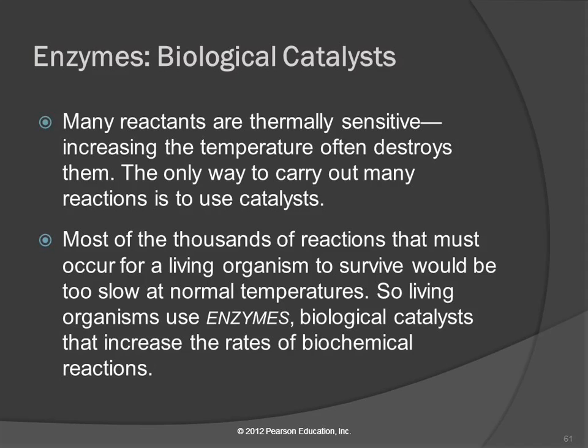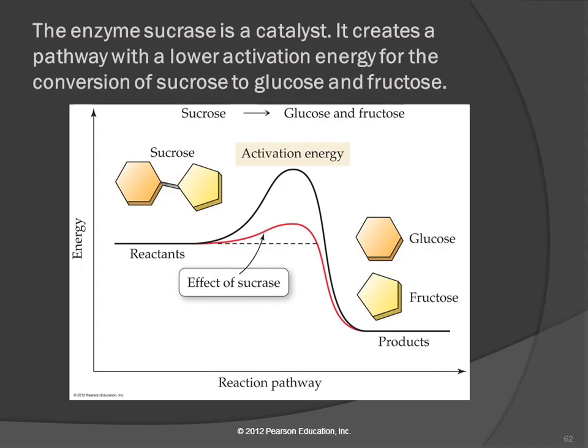So many of the reactions that are needed for your body to live are too slow at normal temperatures. And so your body uses enzymes to increase the rates of these biochemical reactions so that they're fast enough for you to remain alive. An example here, this is sucrose. This is a disaccharide. It's glucose and fructose molecules that are bonded together. And your body needs to metabolize that and break it into glucose and fructose.